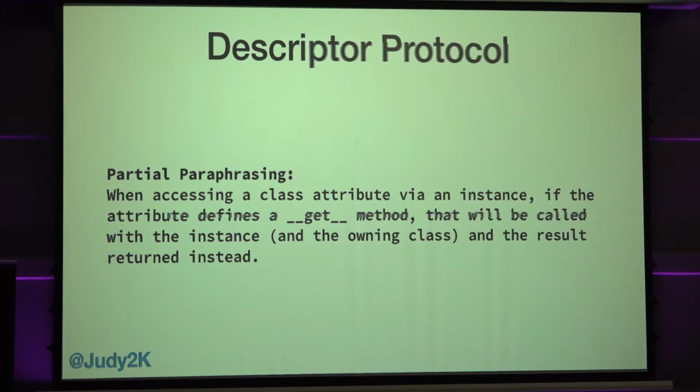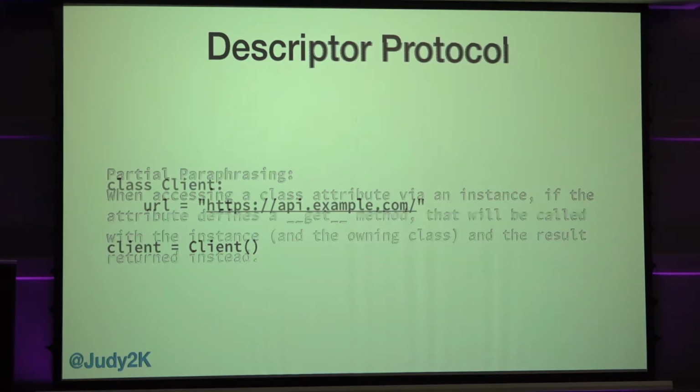When we access a class attribute via an instance, if the attribute defines this magic method called dunder get, that will be called with the instance passed into it as an argument, and the result will be returned instead of the attribute that you're accessing. So it's a way of making an attribute access execute code. This is actually the way that the property decorator, the static method decorator, and the class method decorator all work. They do some stuff behind the scenes to change the arguments before they're passed into the function.